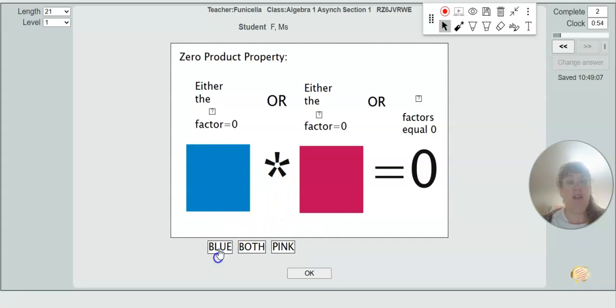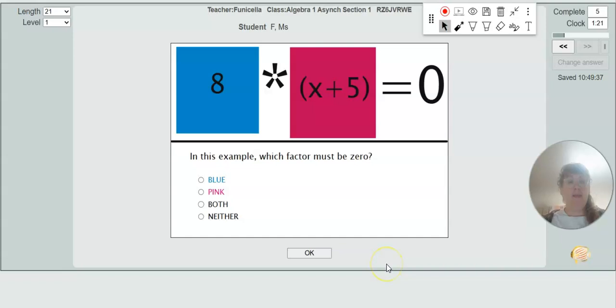So if you have this blue square times this pink square equals 0, either the blue factor has to equal 0, or the pink factor has to equal 0, or both factors are going to equal 0, because we're having two things that are multiplied that equal 0. So either one of the terms is 0 or they both are. Hit OK when you're ready.